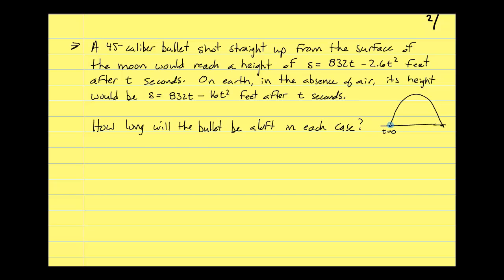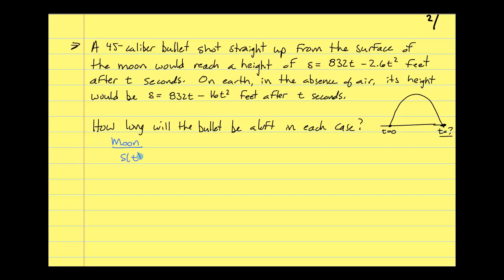Well, if we follow the path of this bullet, it's going to be aloft from this point clear down to this point, and this is the time t that I'm looking for. This is my unknown. In order to figure out what's happening here, I need to figure out where the position is equal to 0 for this end and for this end. I already know t equals 0 over here, but I need to know when the position equals 0 again over here. So we have two cases: the moon and the Earth. Let's go ahead and do the moon first.